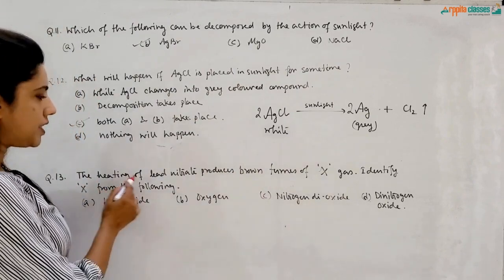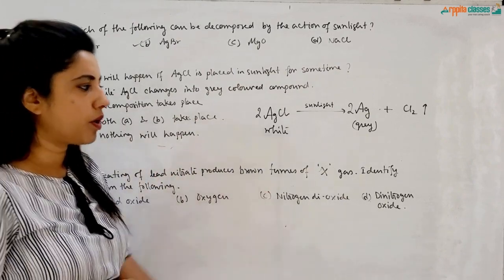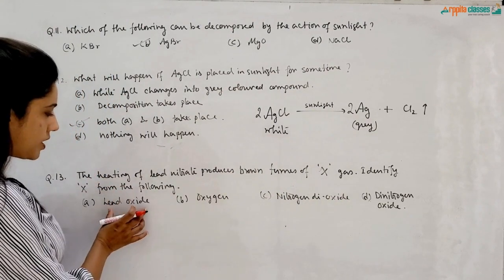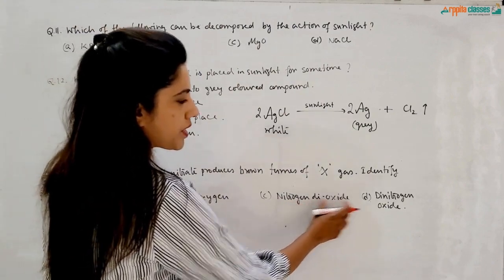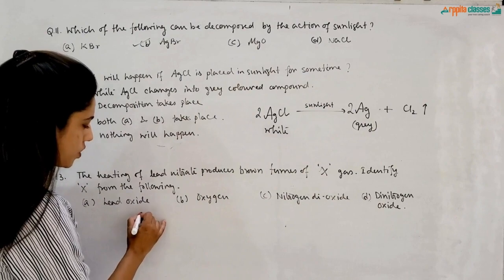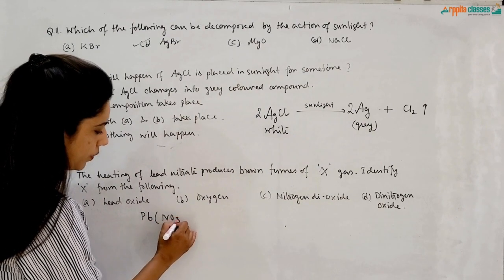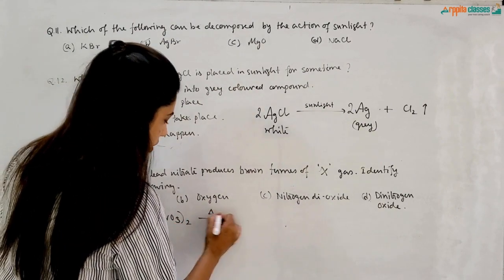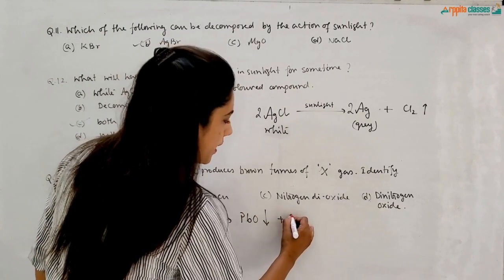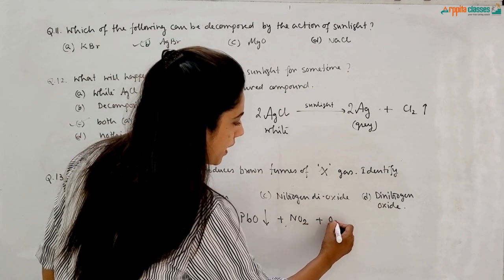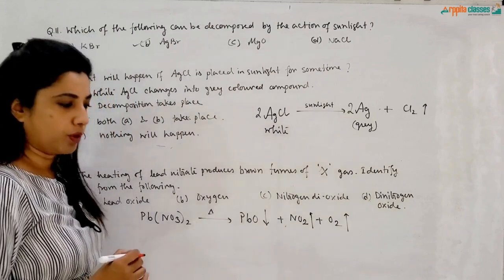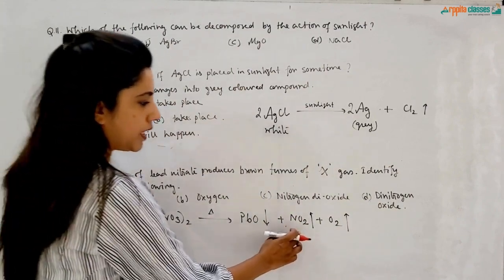Third question is, the heating of lead nitrate produces brown fumes of X gas. Identify X from the following. So the options are lead oxide, oxygen, nitrogen dioxide and dinitrogen oxide. So let us see what happens when lead nitrate is heated. When Pb(NO3)2 is heated, we get PbO, the precipitate of lead oxide, plus we get nitrogen dioxide, plus we get oxygen. Nitrogen dioxide is a gas which gives brown fumes, so obviously the answer will be nitrogen dioxide.